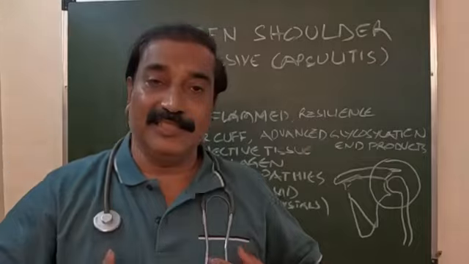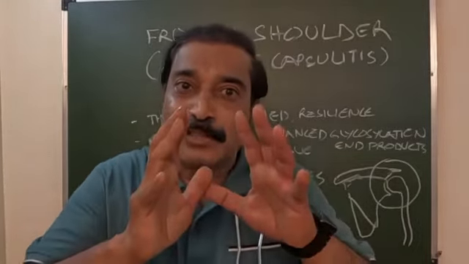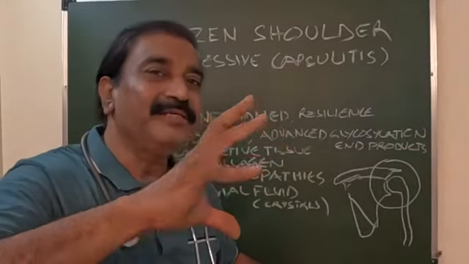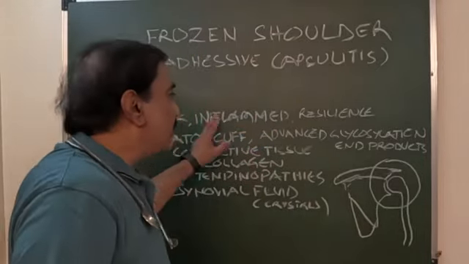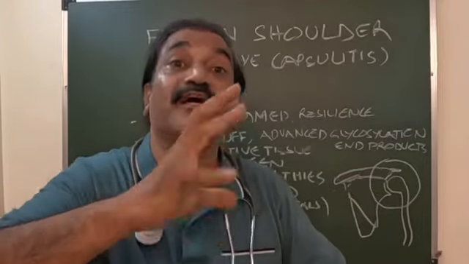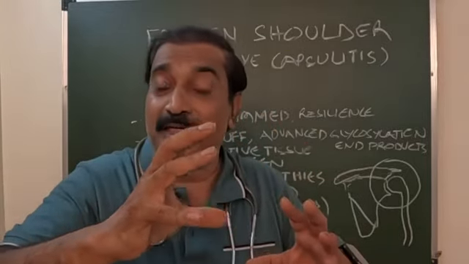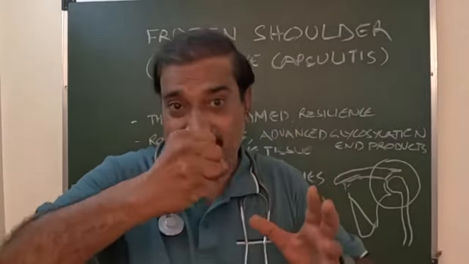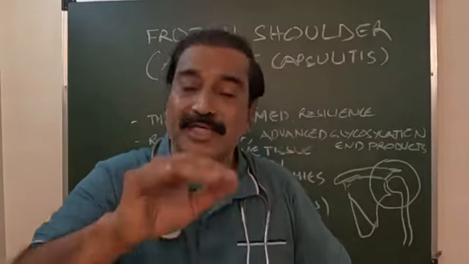In frozen shoulder patients, what exactly happens is the capsule becomes thick and inflamed. Means there is swelling and inflammation. So thick, inflamed, and it lost its resilience. It is no more soft. It is very hard, very thick. What I told you, it is soft but tough. Now it is hard and not at all soft. Very, very tough.